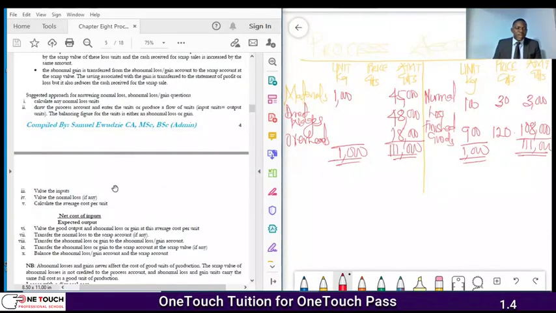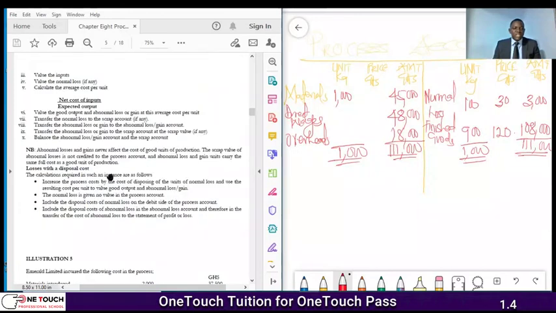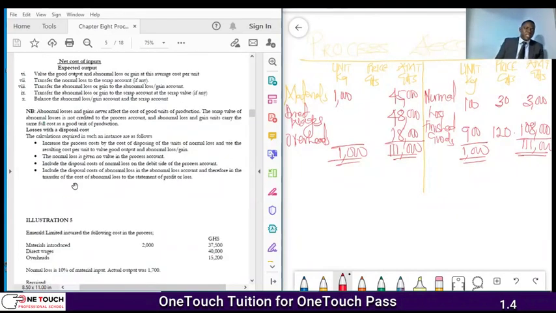Then you value the inputs, you value the normal loss, if any, and you calculate the average cost per unit. Then you value the good output and the abnormal loss or gain at the same average cost per unit. You transfer the normal loss to the scrap account, if any. You transfer the abnormal loss or gain to the abnormal loss or gain account, respectively, and you transfer the abnormal loss or gain to the scrap account at the scrap value, if any. And you balance the abnormal loss or gain account and the scrap account. Good. Note.